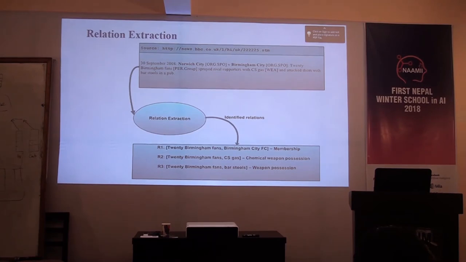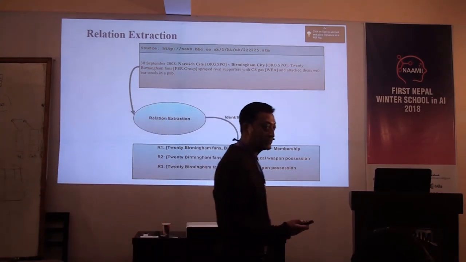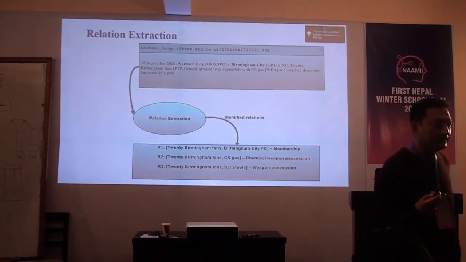Okay, so here we have these identified relations. 20 Birmingham fans, Birmingham City: the relationship between these two entities is a membership relation. Here between Birmingham fans and CS gas is a chemical weapon possession, and Birmingham fans and bar stools is a weapon possession as well. Okay? So we can use relation extraction to go from unstructured text to a structured representation, right?